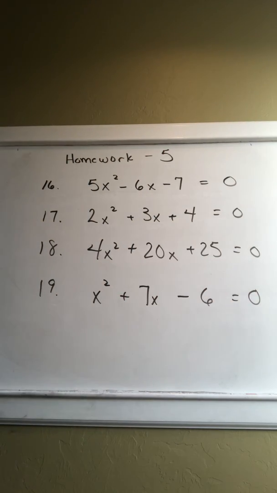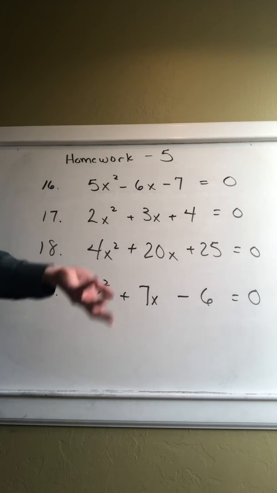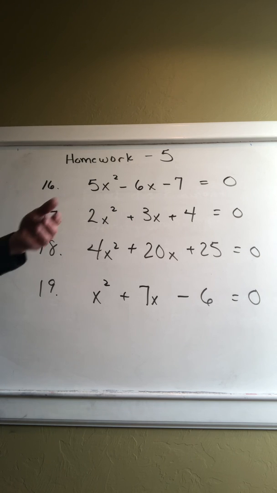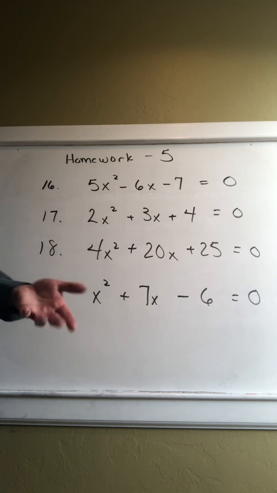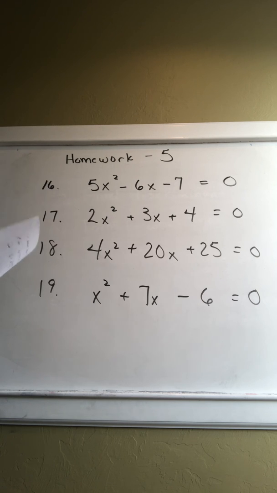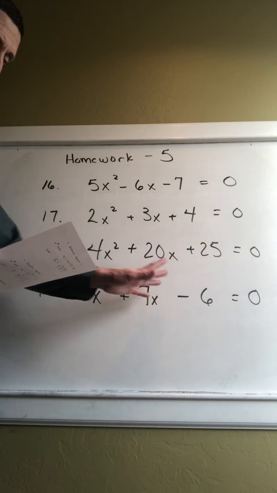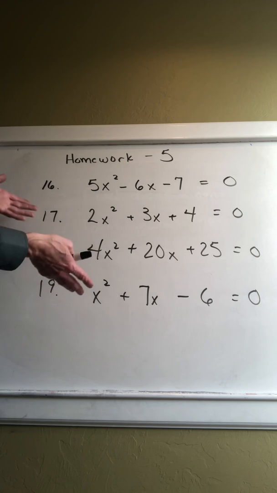All right, guys, let's check it out. So for homework 5, you've got 4 more, starting with 16, 17, 18, 19. You got to do 2 answers. You got to find the discriminant and then tell what the solutions are going to be, whether they're 2 equal real solutions, 2 unequal real solutions, 2 complex solutions. So you got to identify that information also. All right, 2 plus 3 plus 4, 4 plus 20 plus 25, 1, 7, negative 6. Awesome. All this looks great.